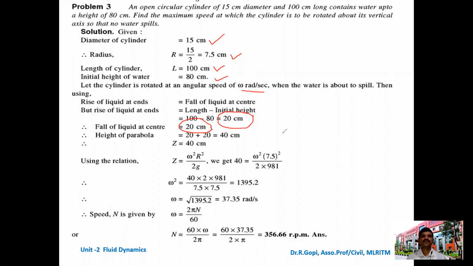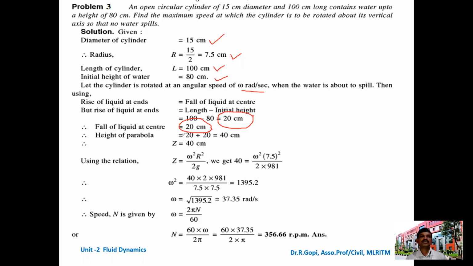Suppose if you give more rotation, what happens? The water level at the ends will be greater than the 20 centimeter. So automatically the water will spill out. So our condition is the water should not spill out.